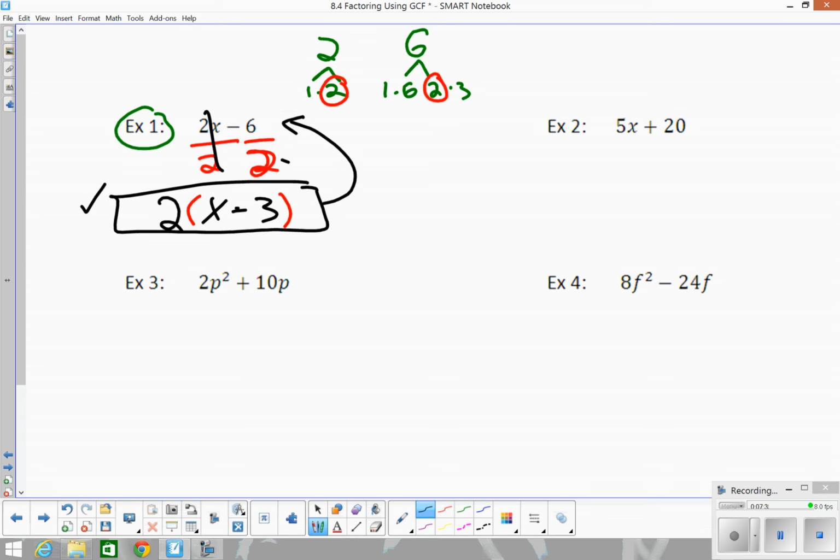Good. Example 2 is going to be a money problem. Let's skip to example 3.